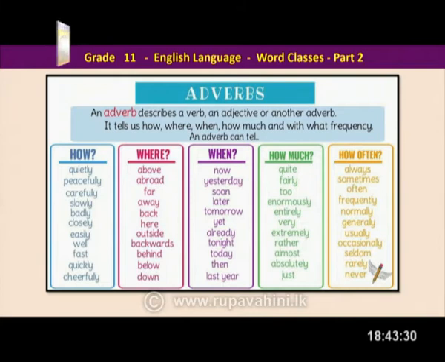Alright, now when you talk about how, the manner: how are you? Are you feeling well? Things like that. How did you run? These are the things we can use. How did you sing? Did you sing quietly? No. I sang loudly. So this is the list of adverbs to use when you talk about manner. So can you please read them for our children, Miss Niranji?